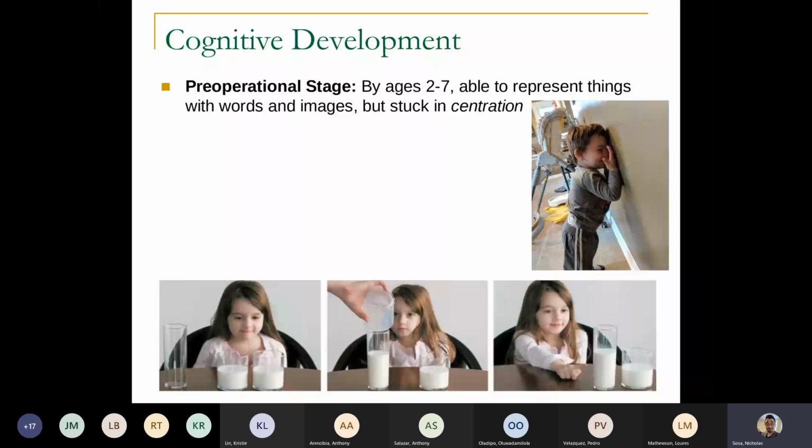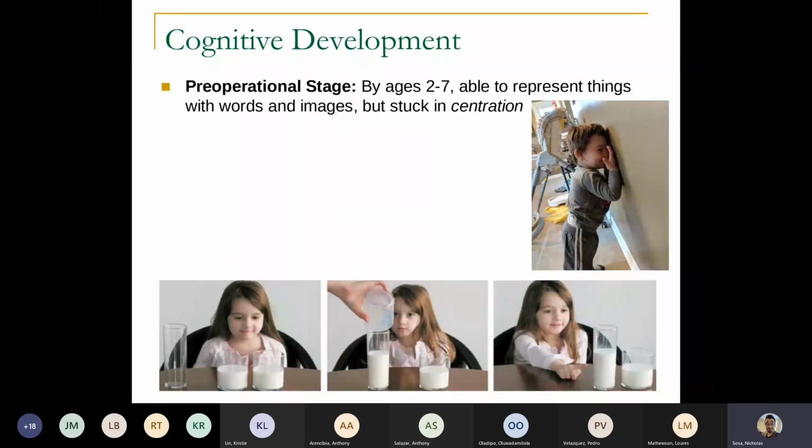In fact, centration is the primary hurdle for children to overcome within this stage of cognitive development. So another way to think about this is that if object permanence was the primary hurdle for children to overcome in the sensory-motor stage, centration is the primary hurdle for children to overcome in the pre-operational stage.